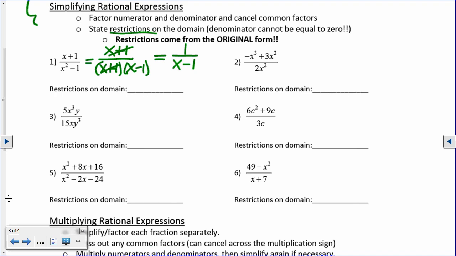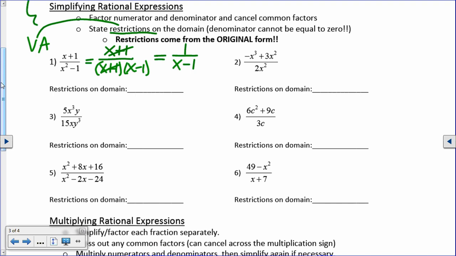Alright, now when they ask for restrictions, those are the values that are not allowed in the denominator, and those come from the original form, not the simplified. So when they ask for restrictions, you have to look back here before you canceled anything, and figure out what values are not allowed in the denominator. The way you do this, and you can write a little note up here, is you set everything in the denominator equal to 0. So basically we're finding the vertical asymptotes. Restrictions are vertical asymptotes, essentially. So when they ask you for restrictions, they're asking what the vertical asymptotes are, those numbers you have to jump over in the domain.